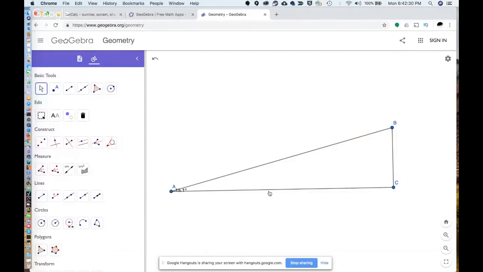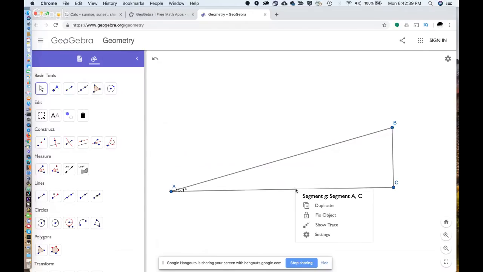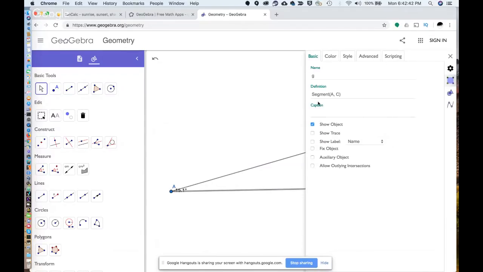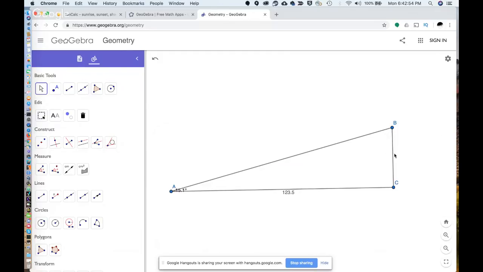So let's go back to GeoGebra. Can I add a label here? Should be able to, right? Add a label. Settings. Caption. 123.5. Okay. There we go. And so what we want to find is this. Here, we'll make this X. We have 123.5 inches, 15.1 degrees was the altitude of the sun.